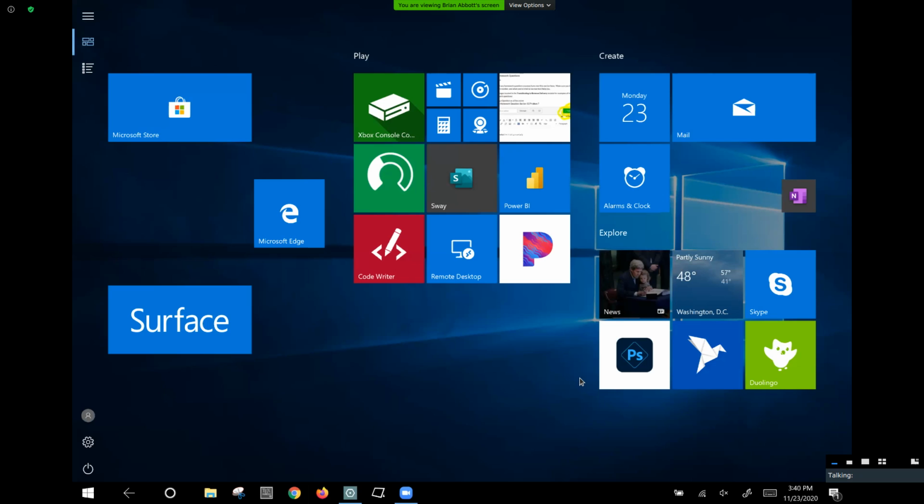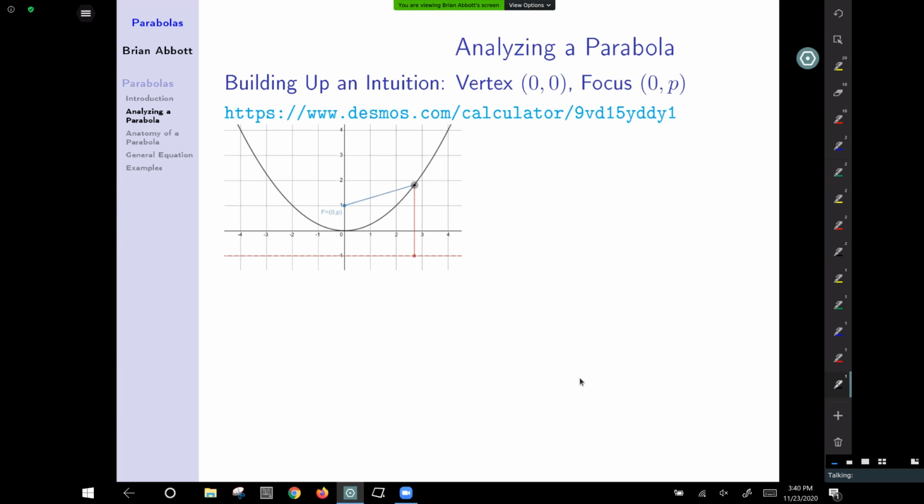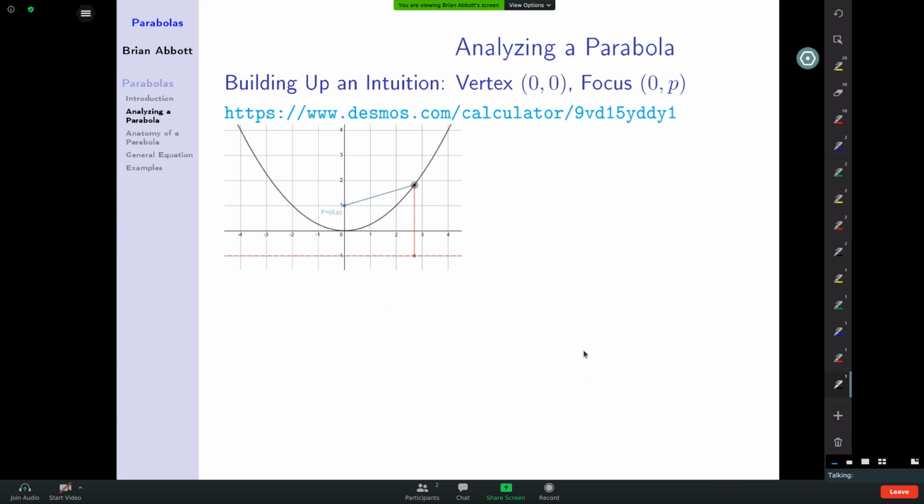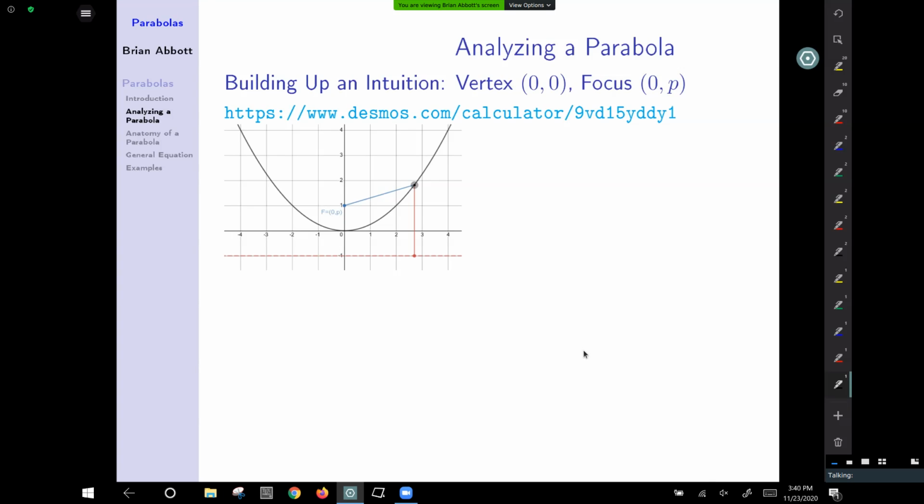Okay, so back to our slides. We're going to really attack this thing. Here's our picture, and we're going to label this point here. Any point on this parabola, this arbitrary black point here, I'm going to call x comma y. It's just an arbitrary point; it's got an x and a y coordinate. Okay, so things I haven't told you yet: we've given the focus a name, the point 0 comma p.